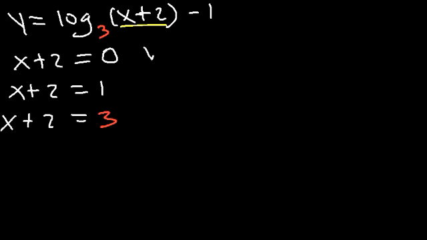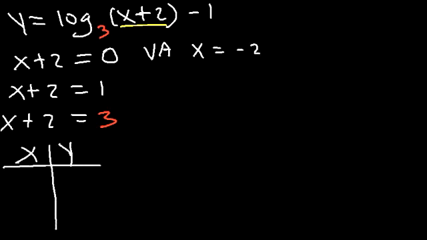So the vertical asymptote is x is equal to negative 2. And the 2 points that we're going to use, if we solve for x in that equation, 1 minus 2 is negative 1. Here 3 minus 2 is 1. So we're going to use these 2 points.